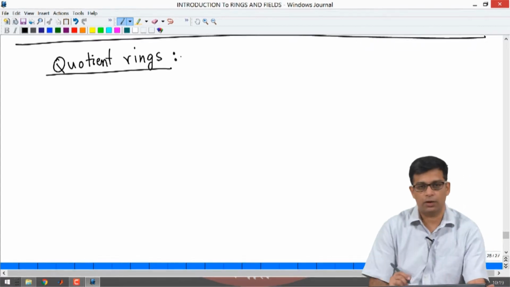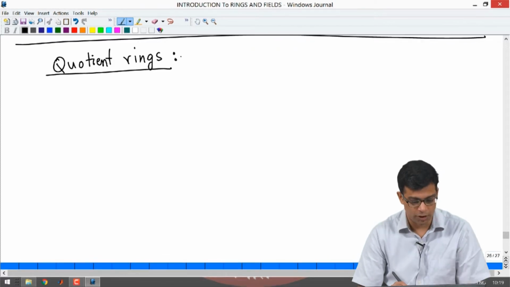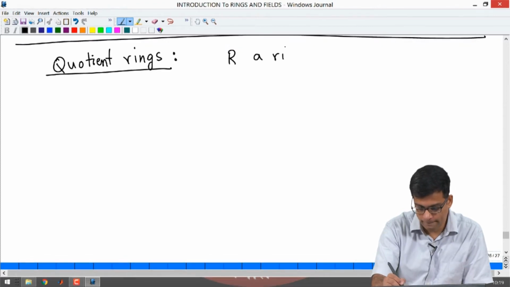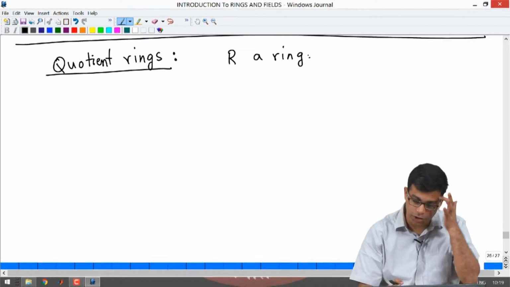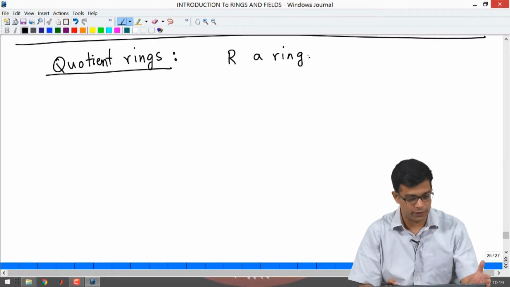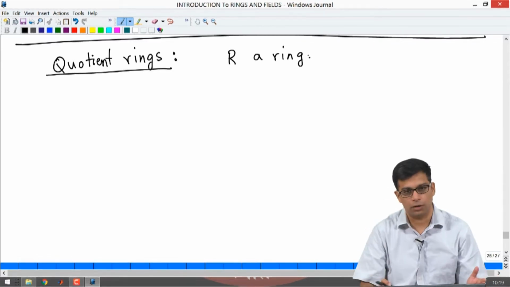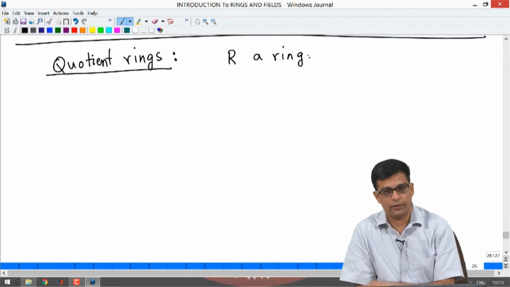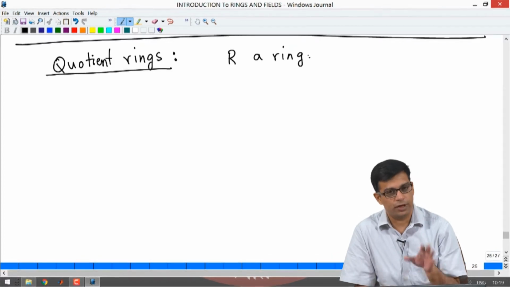This is very similar to the notion of quotient groups that you have studied in group theory course. So, what are quotient rings? Here I take a ring R. Before I start this, let me give you a quick recap of how we define quotient groups. In the case of groups we have a group G and a normal subgroup H, and then we want to give a group structure to the set of left cosets of H in G, and that was called G mod H. In order to give a group structure to that we needed H to be normal. But here we do the same.